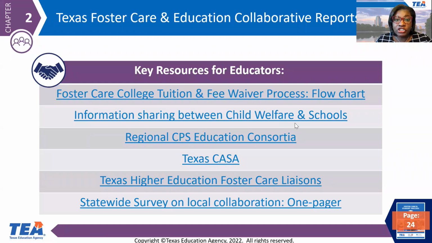So now we wanted to show you resources and how you can collaboratively work together, and collaborative reports that have been done that will support your work in assisting students in foster care. So you have the Foster Care College and Tuition Fee Waiver Process. This is a flow chart that shows you the actual process as you guide your students to filling out and getting ready for the process for the tuition and fee waiver. It shows you what all happens throughout the process, where you should go, how you should start. And this is valuable information for our juniors and seniors at the high school level who are getting ready for preparing for college and post-secondary.